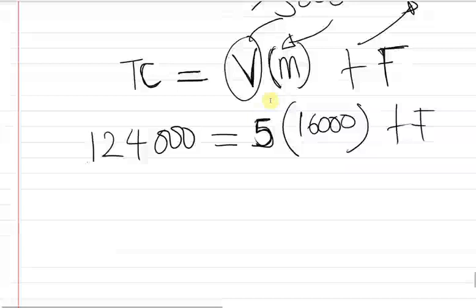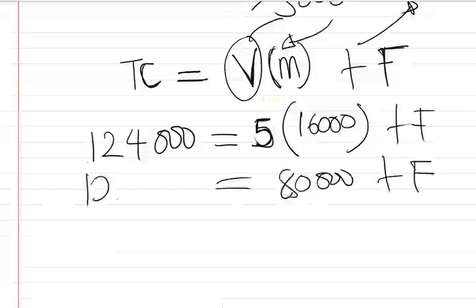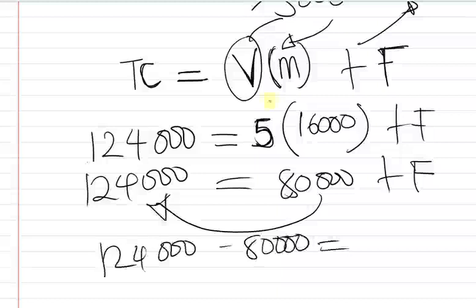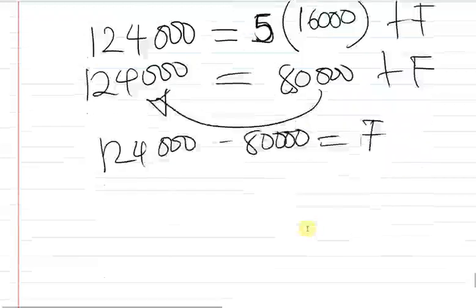So we're saying that 80,000 plus the fixed cost gives 124,000. For us to find the fixed cost, this has to pass the equal sign. So it will be 124,000 minus 80,000 is equal to the fixed cost. So the answer is 44,000. The fixed cost is 44,000.